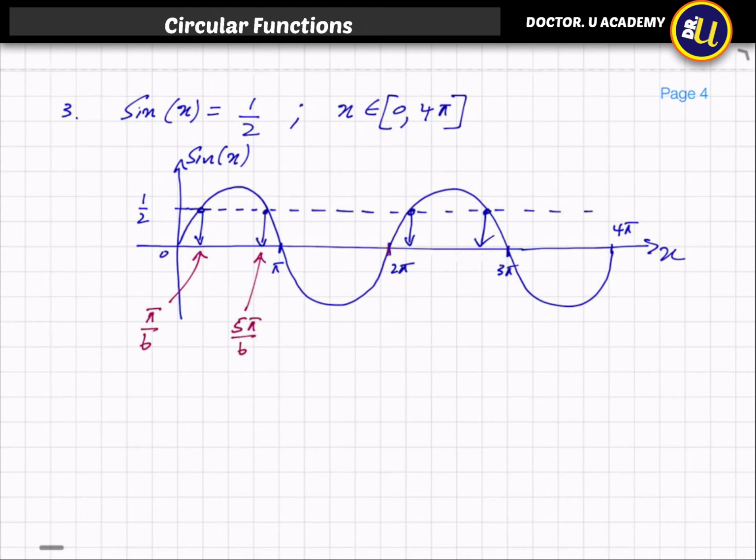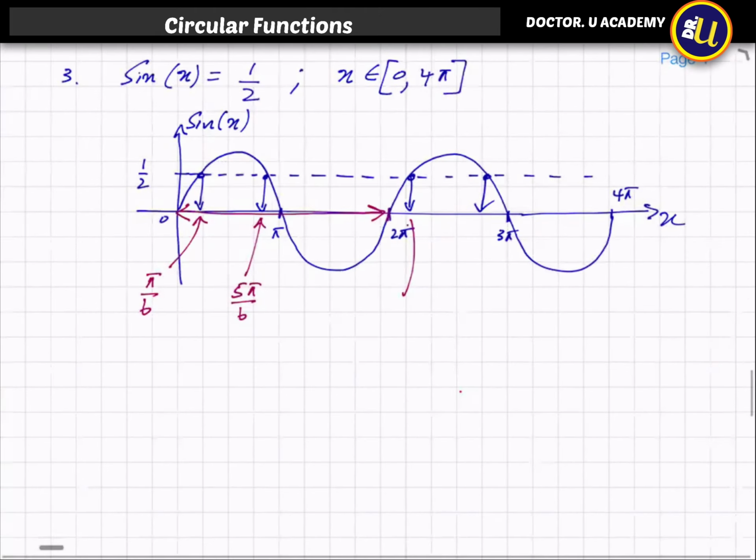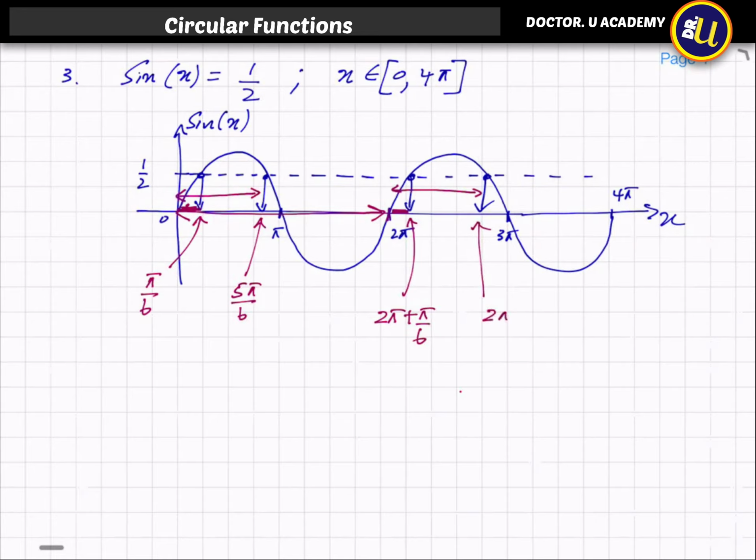Now we understand that this is 1 period here. Now the next solution is coming after 1 period, right? After 2 pi, right? And also we know that this distance is equal to this distance. So we can write 2 pi plus pi divided by 6, easy. And also we know that the distance from here to here is the same as the distance from here to here. So this can be written as 2 pi plus 5 pi divided by 6, right?